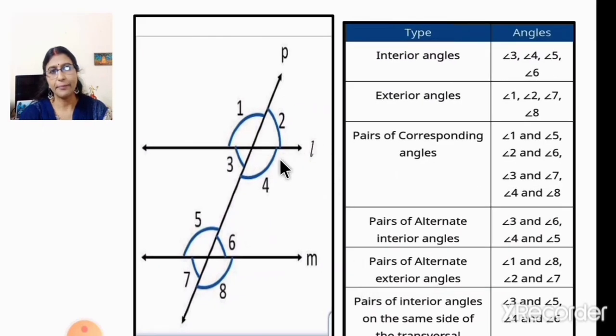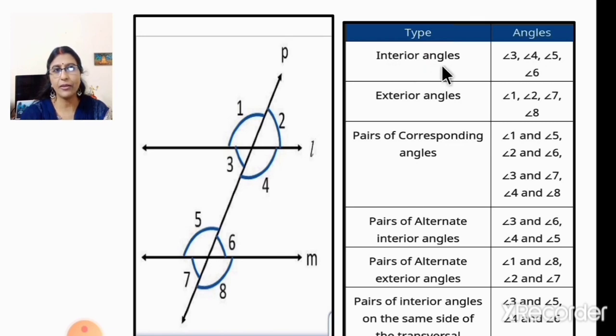Here in the previous session we have learned that these two are the parallel lines L and M, which is cut by a transversal P, and it is cut at two distinct points, this point and this point, and due to this 8 angles are formed. Here 4 angles are formed, here another 4 angles are formed. So let us understand the type of angles which we have learned.